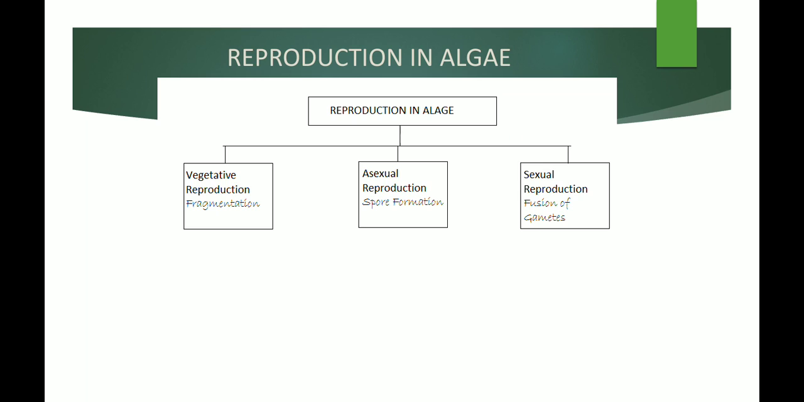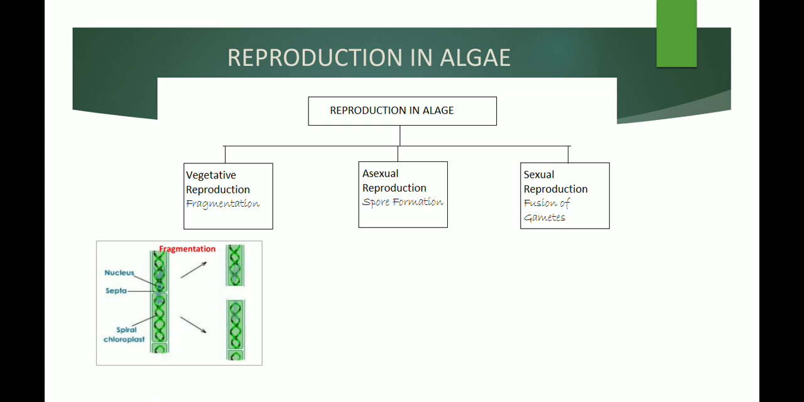In some plants, we cut the branch and just keep it in the pot, and the plant grows automatically. Such kind of reproduction is called vegetative reproduction. In algae we can see fragmentation, that is, the body of the algae gets fragmented or divided into two or more parts, and those parts again grow into a new algal body. So this is a vegetative reproduction, that is fragmentation.